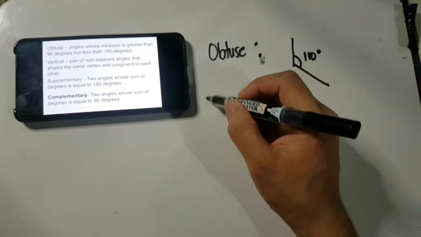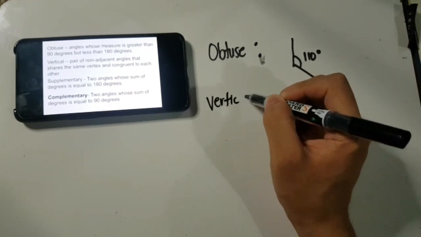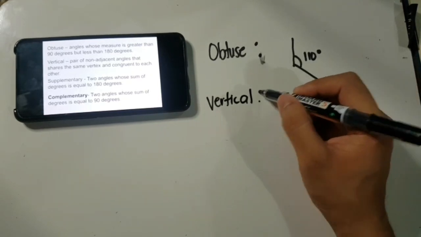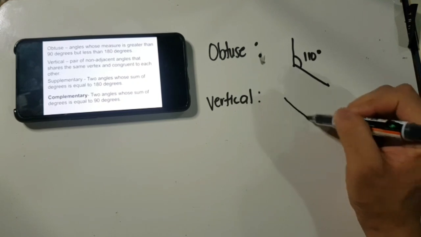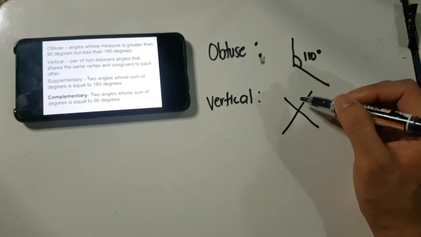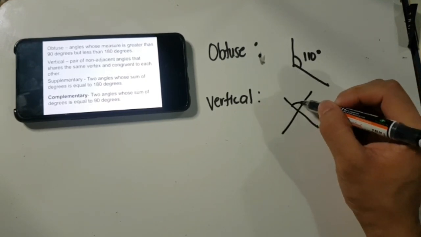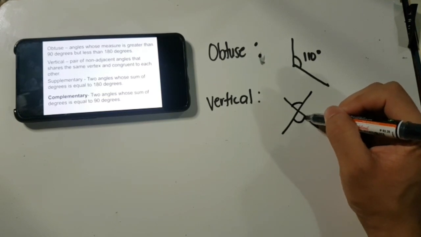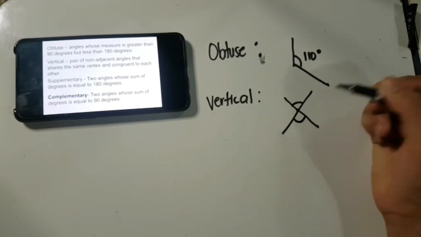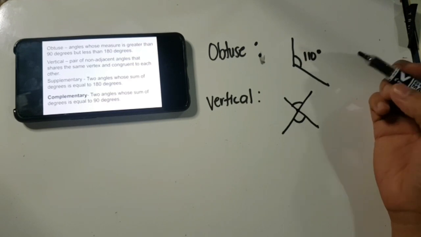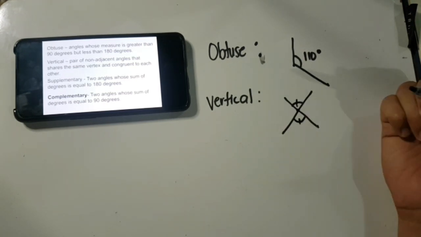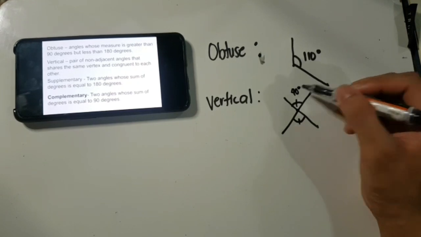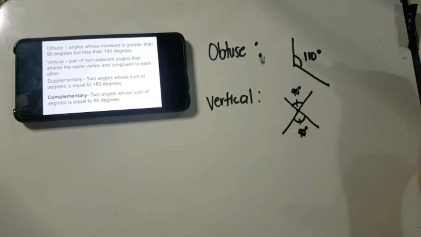Next, how about the vertical? So, vertical angles, so these are pair of non-adjacent angles. So, ano ba yung non-adjacent angles? These are angles na hindi magkatabi. Okay? But they share the same vertex. Ano po yung same vertex nila? Ito po. Okay? So, tandaan nyo lang, pag vertical angles, they are always congruent. So, if this is 40 degrees, definitely this is also 40 degrees.